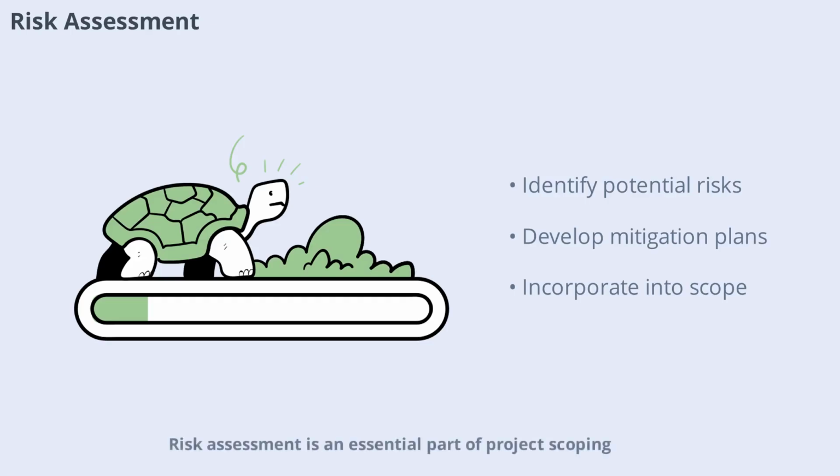Risk assessment is an essential part of project scoping. By identifying potential risks early, you can develop mitigation strategies and avoid surprises. Common risks include unclear requirements, resource shortages, or changing priorities. Let's look at how to conduct a risk assessment and incorporate findings into your project scope.